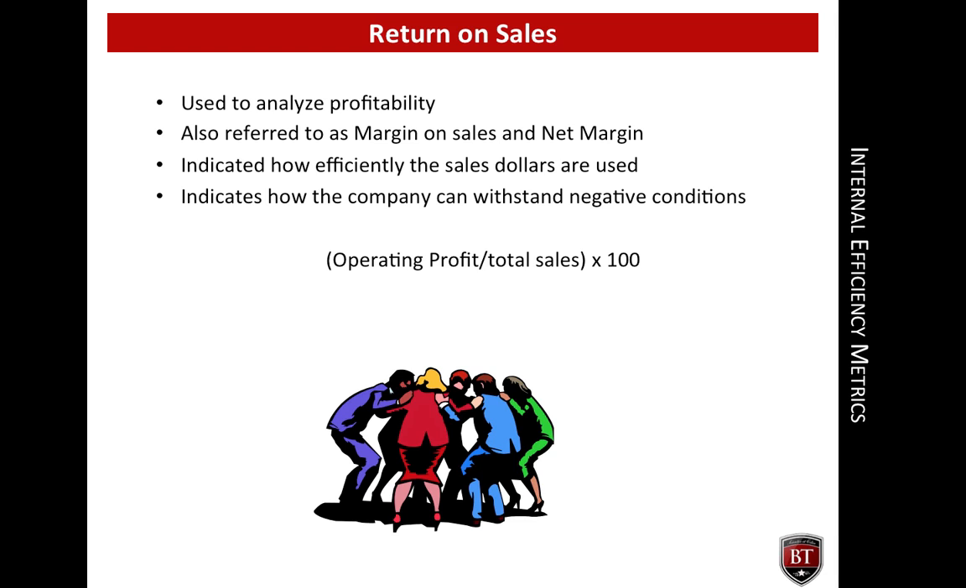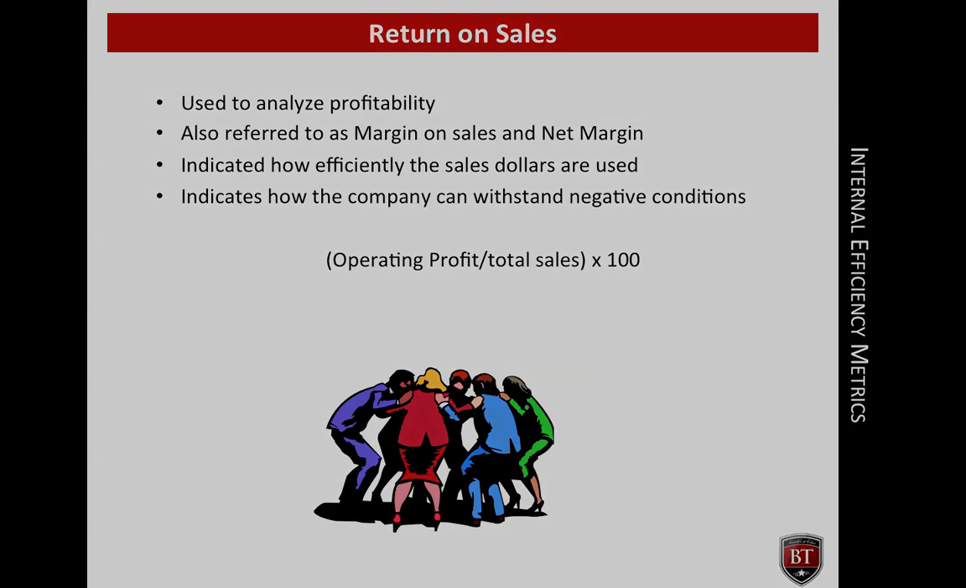Management can use ROS as an indicator of how the company can withstand negative conditions such as decline in customer demand, falling prices, or rising costs. The larger the ROS figure, the better chances a company has in enduring during these adverse conditions. To calculate ROS, operating profit is divided by total sales and then multiplied by 100.